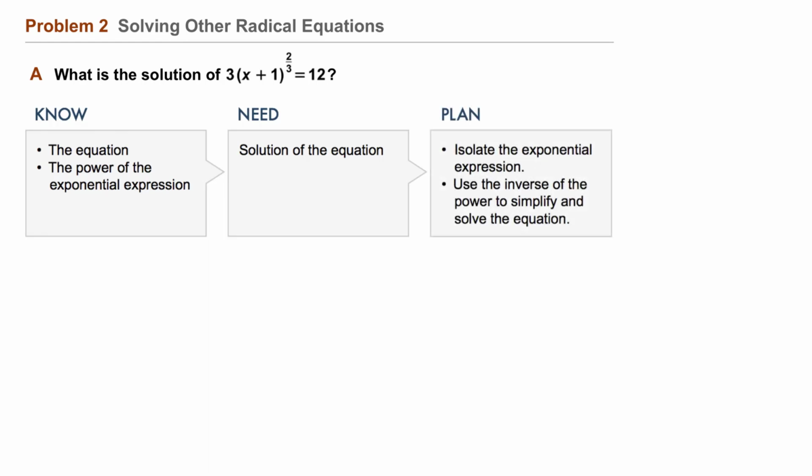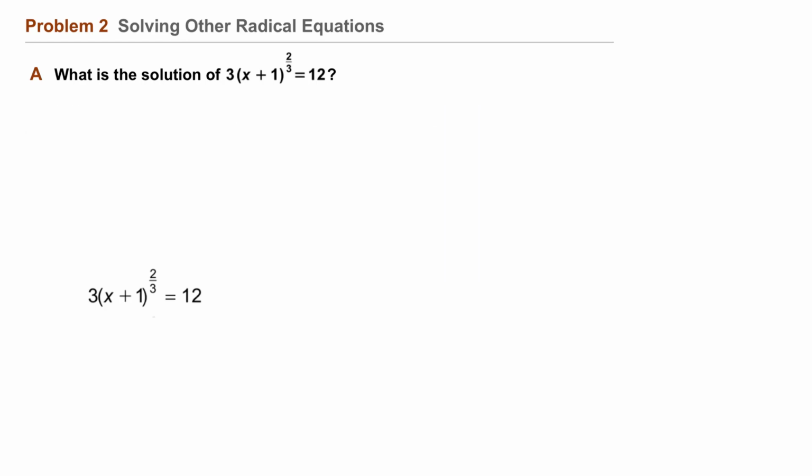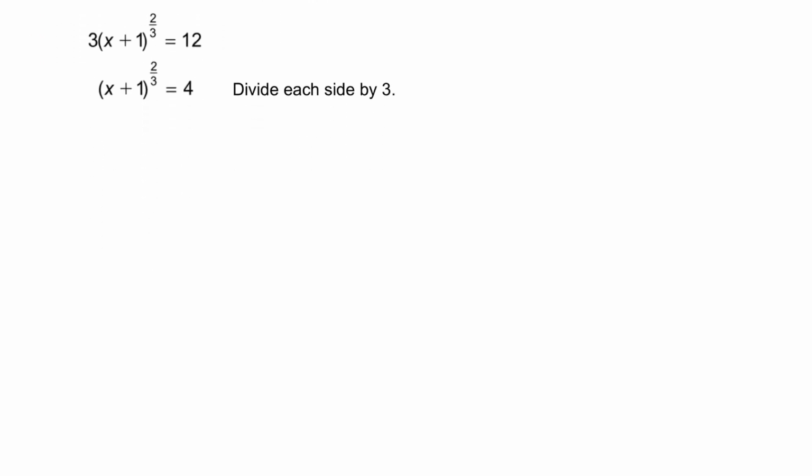And so your plan: isolate the exponential expression. Use the inverse of the power to simplify and solve the equation. We'll start by rewriting the equation. 3 times the sum, x plus 1, raised to the 2/3 power equals 12, and divide each side by 3, the inverse of multiplying by 3. Now we have the equation, the sum x plus 1 raised to the 2/3 power equals 4.